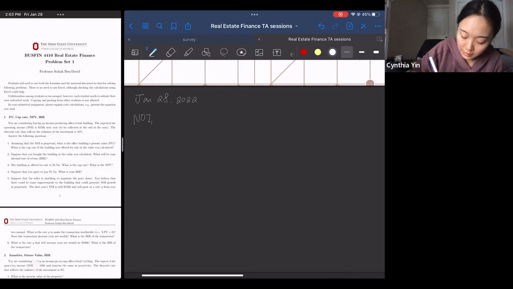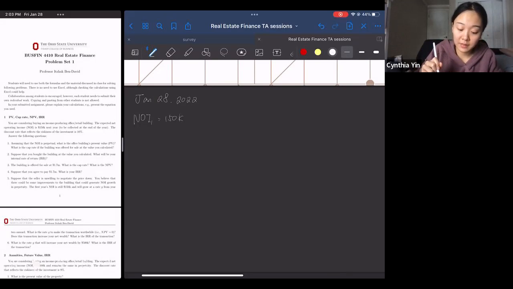So our NOI 1 is 150K. And the next sentence is very important. It says the discount rate that reflects the riskiness of the investment is 10%. So it means the R, the market R, or the fair R, is 10%.